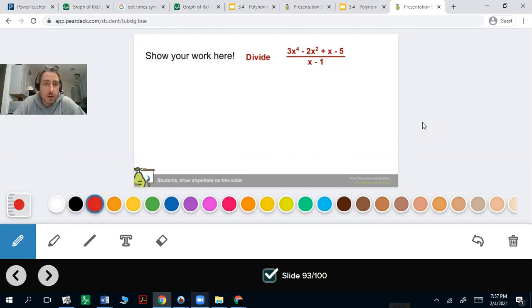You can write here on the Pear Deck, and you can change the size of the writing too. So if you need this pen to be smaller or whatever, it's really up to you. You can annotate on it. If you don't have a device that you're able to annotate on, it's not a big deal. Just get some paper out and you can do it there.